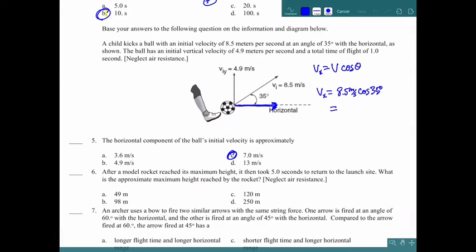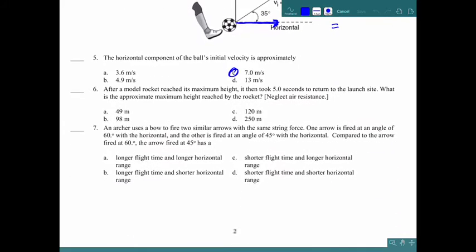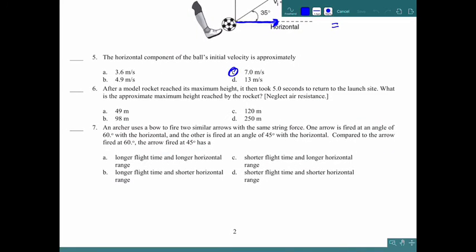Number 6. After a model rocket reaches its maximum height, it took 5 seconds to return to the launch site. What is the approximate maximum height reached by the rocket? So, our initial spot will be the maximum height, and after it's reached the maximum height, it's going to return to the launch site. That's going to be our final position. So the rocket is going from the ground, it's going up, and then it's coming back down.